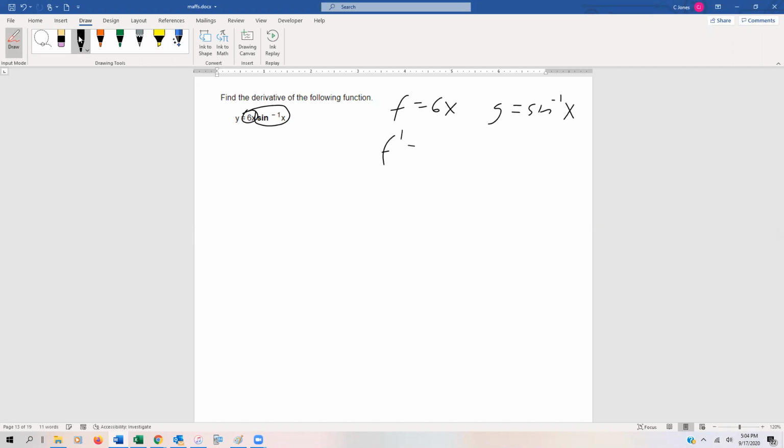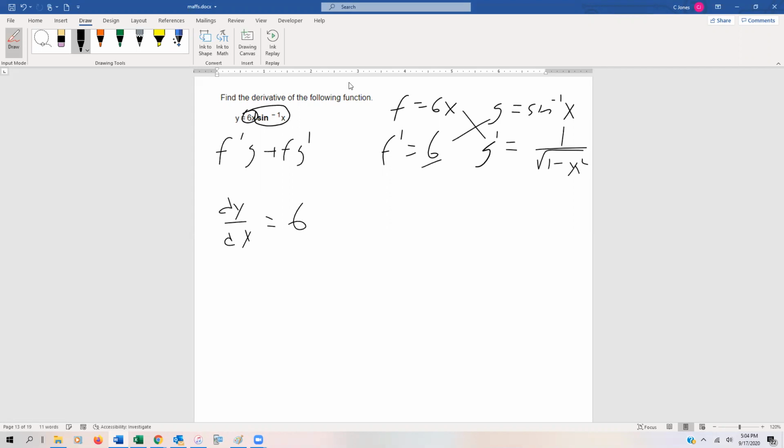Now we know the derivative of 6x is just 6. And we can remind ourselves the derivative of arc sine is 1 over the square root of 1 minus x squared. And we could use our product rule. Remember, product rule is f prime g plus f g prime. And so our derivative dy dx is going to be equal to 6 times the arc sine of x plus 6x times 1 over the square root of 1 minus x squared.